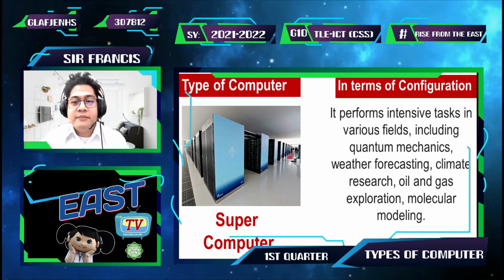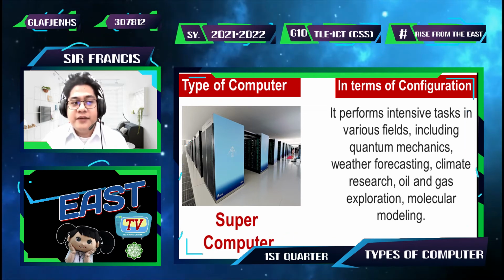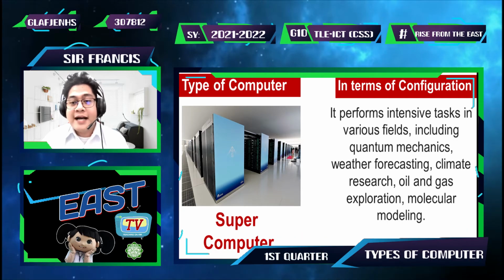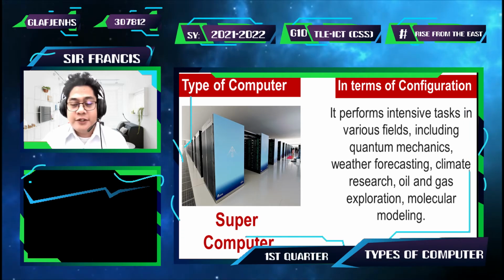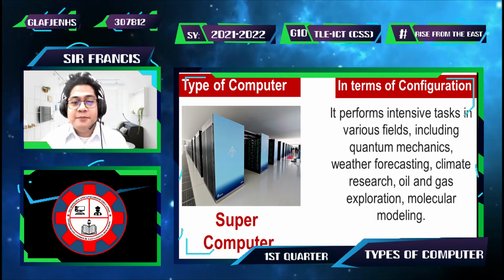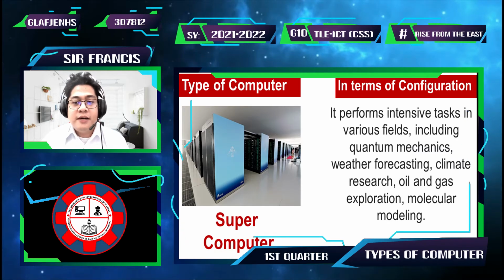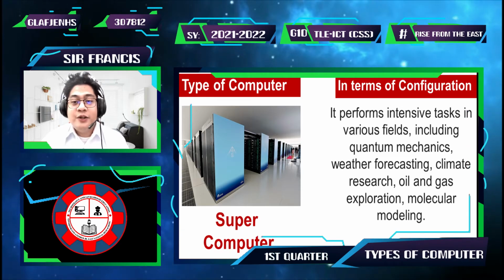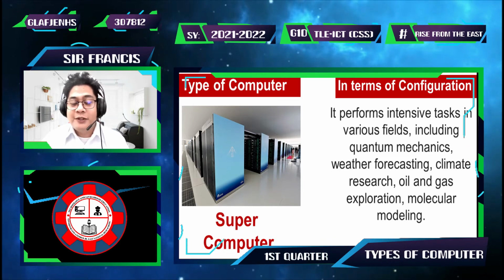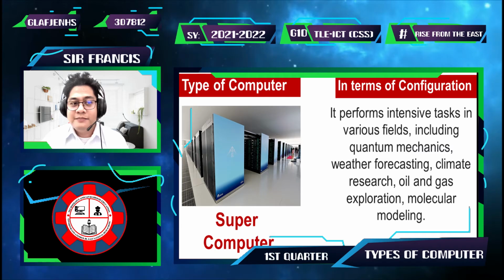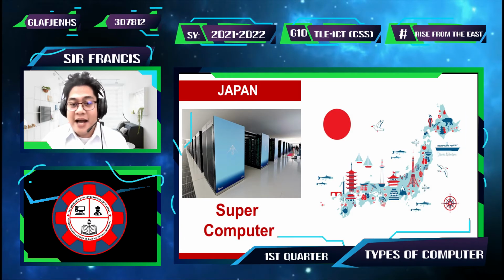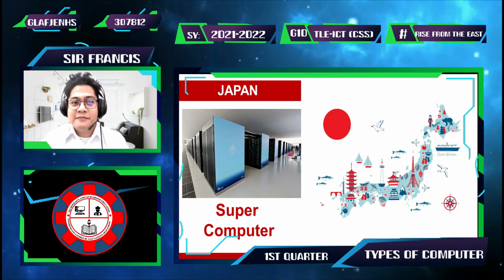This type performs intensive tasks in various fields, including quantum mechanics, weather forecasting, climate research, oil and gas exploration, and molecular modeling. What country do you think has the fastest supercomputer? If your answer is Japan, then you are correct.